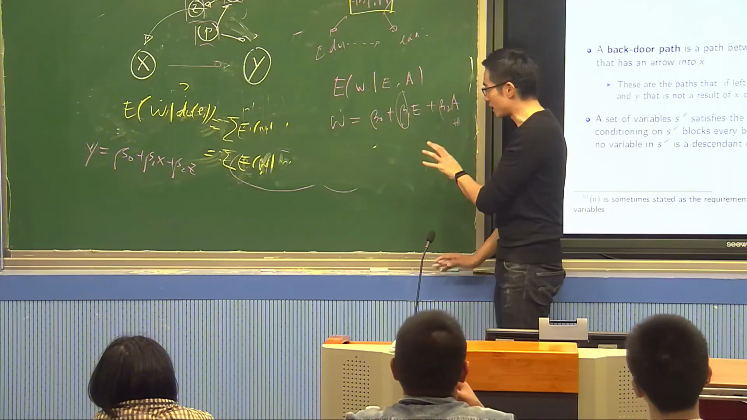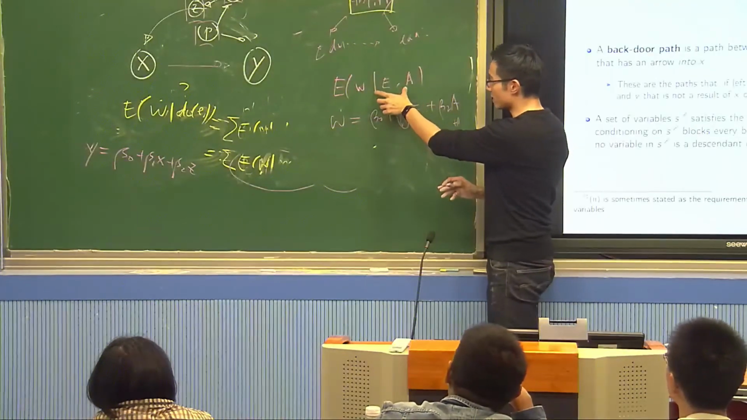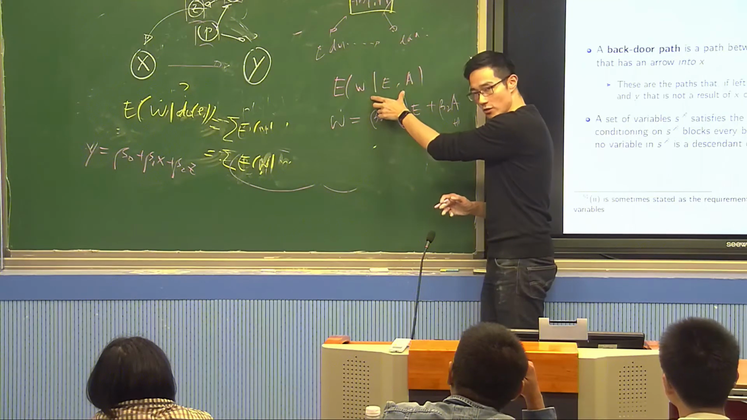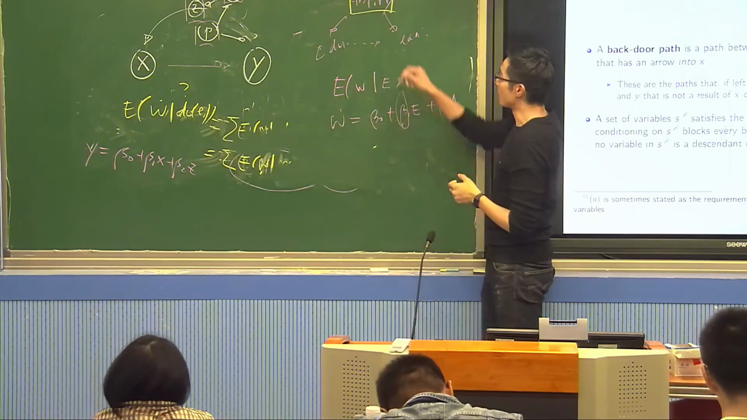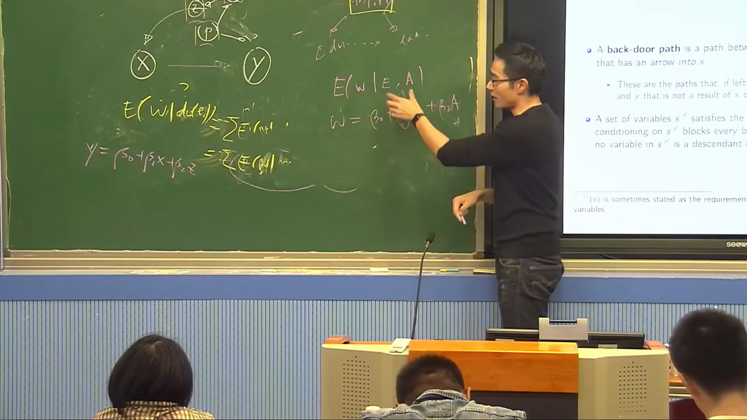But here what I'm trying to say is there are actually two steps. The first step is, does this tell me causal effect? Does this actually tell me causal effect? This step is based on the underlying causal graph. The second step is how do I estimate this?